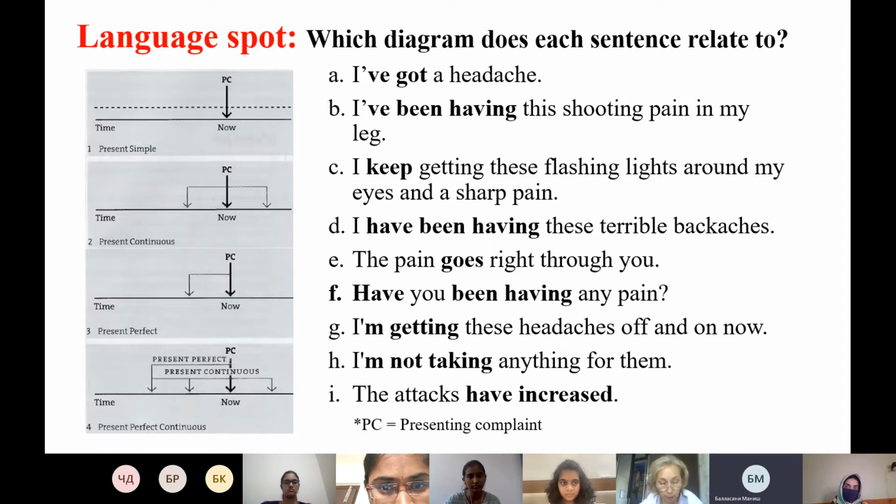Okay, and Bonguro Hita, the last one. The attacks have increased. So what tense is it? Present perfect, yes. Something has changed till now, have increased. So this is present perfect.